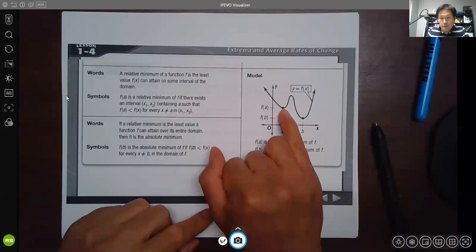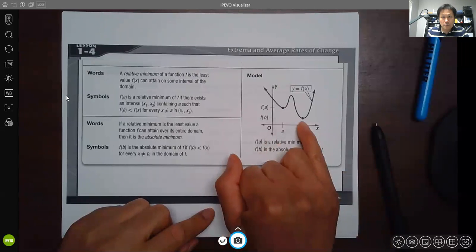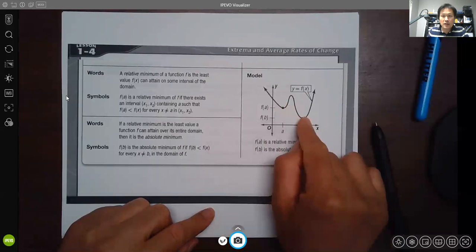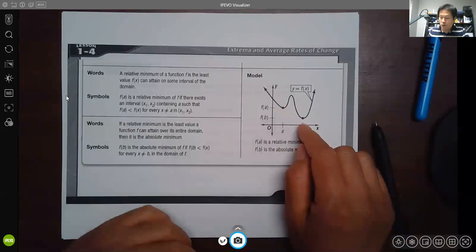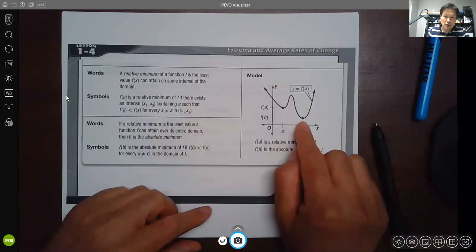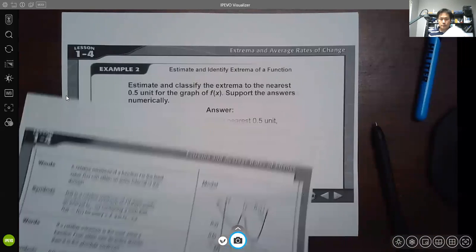Same thing with relative minimum: locally minimum, that's a relative minimum. The absolute minimum is the lowest you can go throughout everywhere. That's the absolute minimum, which is this.